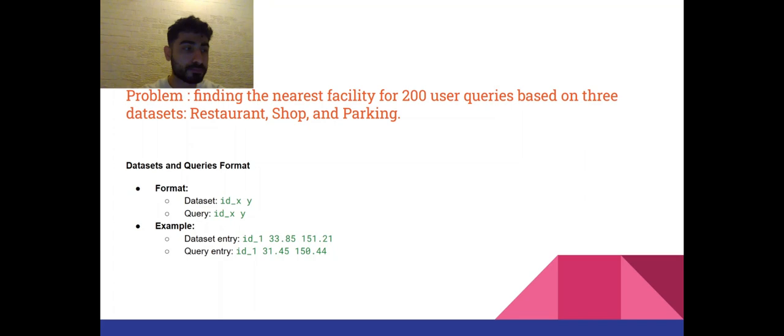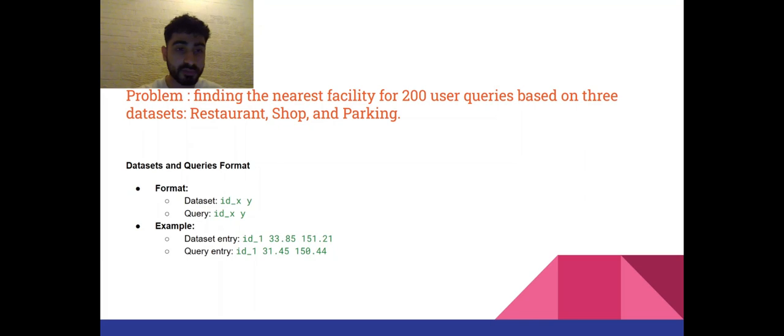Each dataset contains 2D points with geographical coordinates, and there are 200 user queries as well. Each represents a 2D point with the same format as the dataset. As you can see in the example below, there's a format for the dataset, the query, and an example for both of them.